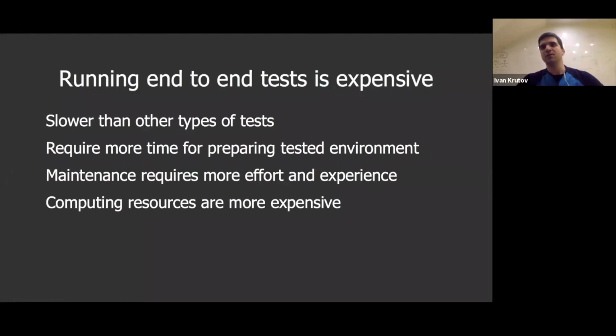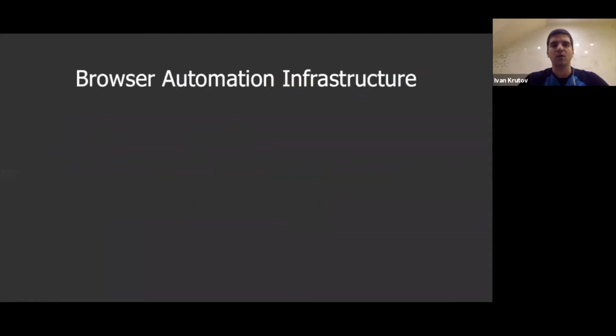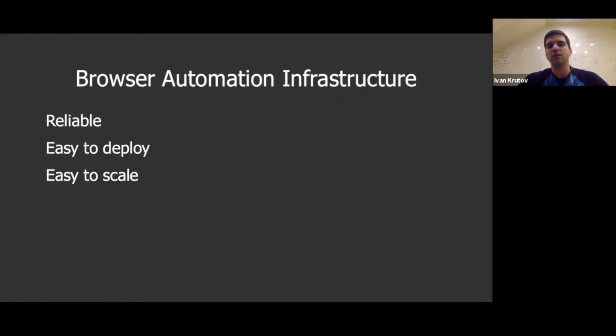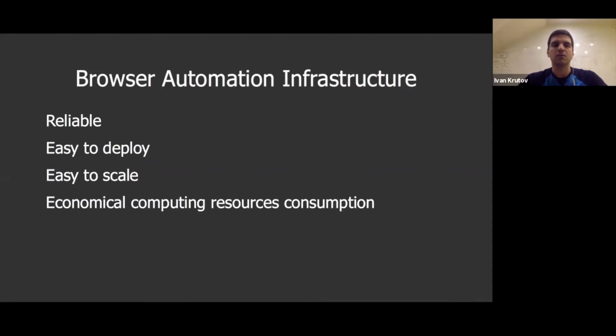So having these two facts in place, that first of all, tests in browsers are really, really important, and secondly, that such type of tests is expensive, we need to make sure that our browser automation infrastructure is, first of all, reliable, easy to deploy, and easy to scale. That means you should be able to easily add more computing resources to this browser automation infrastructure. This infrastructure should consume computing resources, that means its CPUs, memory, disk, and so on, in an economical way.